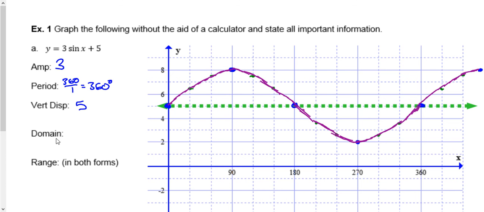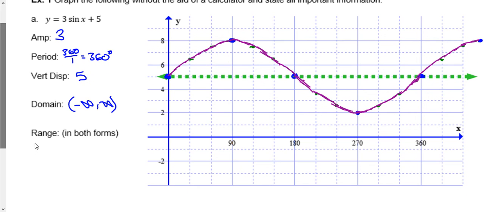What's our domain in this case? Our domain, of course, is always between -infinity to +infinity, aka x is an element of the reals. Range in two different ways. So range, let's go with our interval notation first. The lowest we're going to go is 2. The highest we're going to go is +8. So there we go, interval notation done.